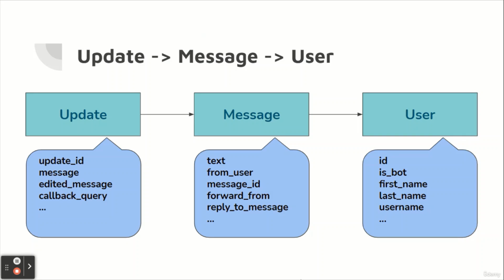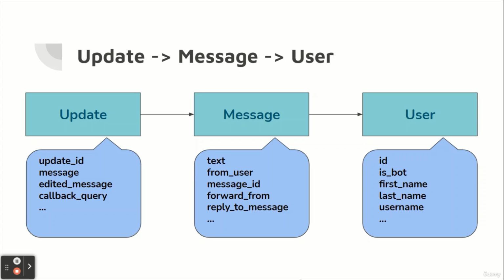Telegram incoming updates are represented by update class. Let's go through the most used attributes. Update ID. It's update's unique identifier. Message. New incoming message of any kind. Text, photo, sticker, etc. Edited message. New version of message that is known to the bot and was edited. Callback query. New incoming callback query. Mostly it's used when you build some dynamic inline keyboard.